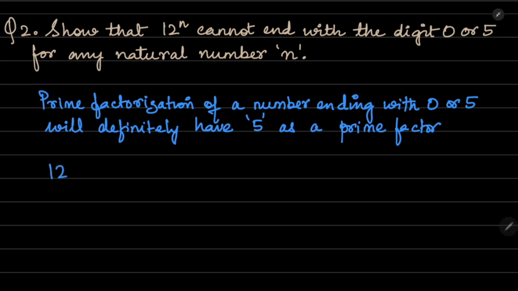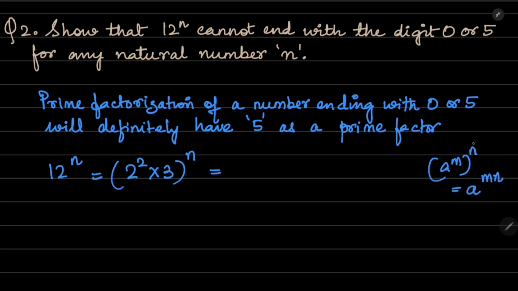Now, but what are you given? You are given 12 raised to the power n. You can write 12 as 4 into 3. 4 I can write as 2 square, multiplied by 3, whole raised to the power n. So when you open the brackets, a raised to the power m whole raised to the power n is nothing but a raised to the power mn. Okay, you can multiply the powers. So this is nothing but 2 square whole raised to the power n, that is, 2 raised to the power 2n multiplied by 3 raised to the power n.